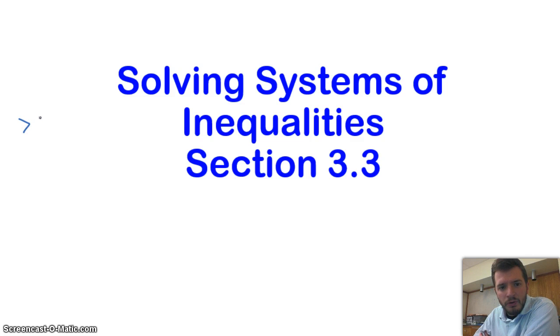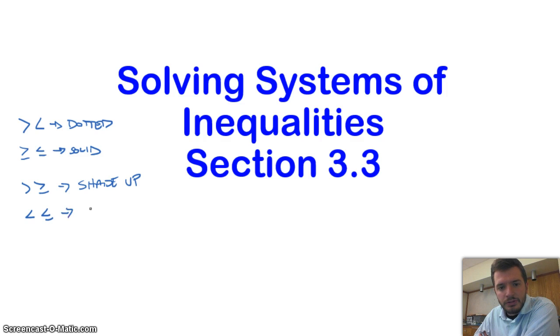From graphing linear inequalities, you know that if you have greater than or less than, it's a dotted line. If it is greater than or equal to or less than or equal to, it is solid. If it is greater than or equal to, you shade above the line. I'll just say shade up. And if it's less than or equal to, you shade down.